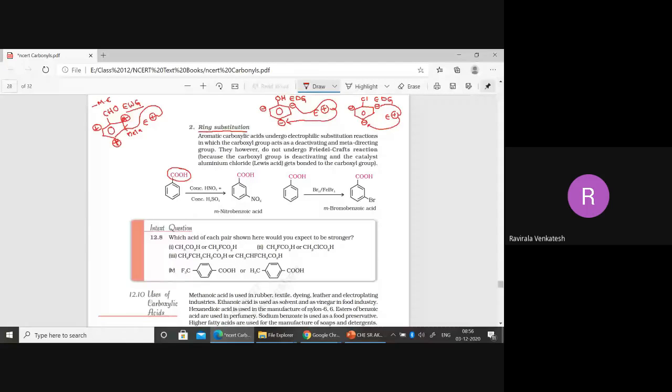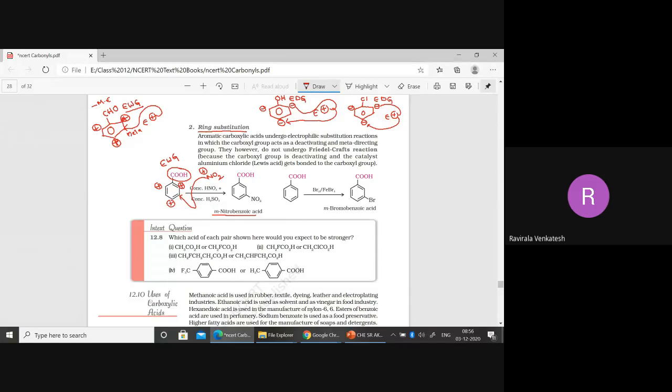Now ring substitution. What I'm saying here is, when you have electron withdrawing groups here, we get a positive character at the ortho position and para position. The electrophile here is NO2 plus. Now it compulsorily attacks the meta position. You get here meta-nitrobenzoic acid.